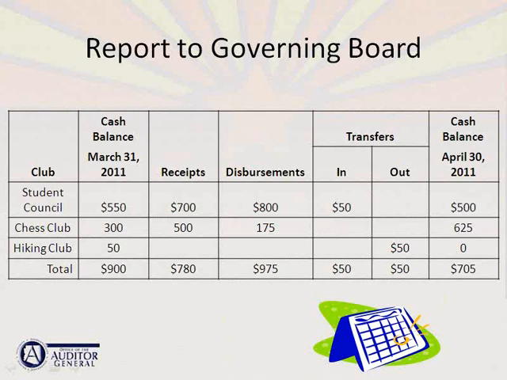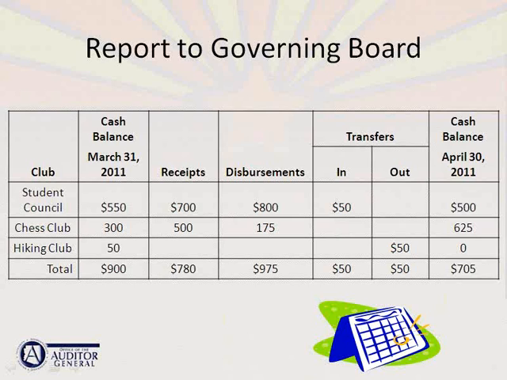The monthly report of cash receipts, disbursements, transfers, and cash balances should be prepared by the Student Activities Treasurer, Mr. Money, and should be submitted to the governing board at least once during each calendar month. This report should include the month's beginning and ending cash balances, as well as all receipts, disbursements, and transfers. All of the amounts should be reported by club.